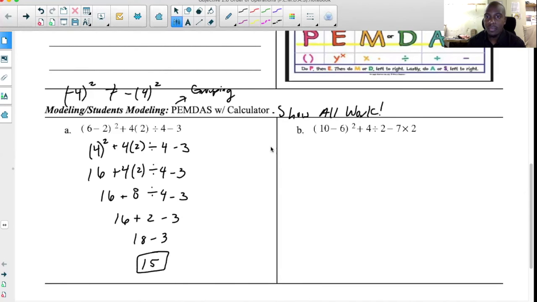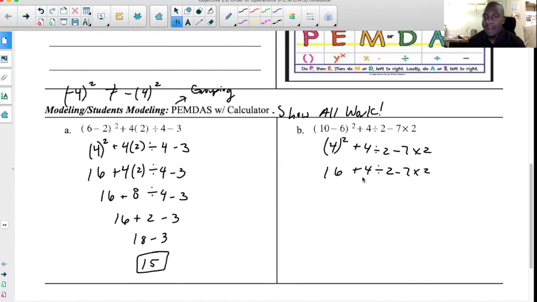Okay? I'm going to quickly go through B. In class, I would like an actual student to model this. So let's quickly go through it. This is going to be 10 minus 6. It's going to give us 4. It's going to have a parentheses here. It's 4 squared plus 4 divided by 2 minus 7 times 2. Okay? Now I'm going to deal with the exponent, 16. I'm going to write everything all over again. Notice, ladies and gentlemen, I bring everything down after I do one step.